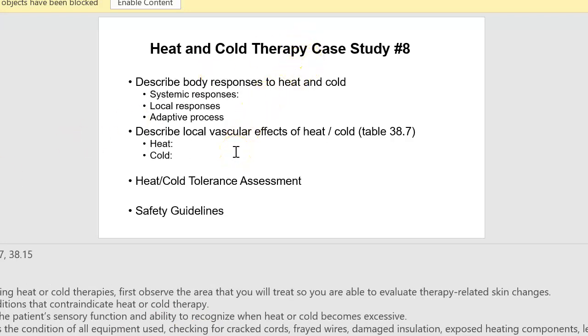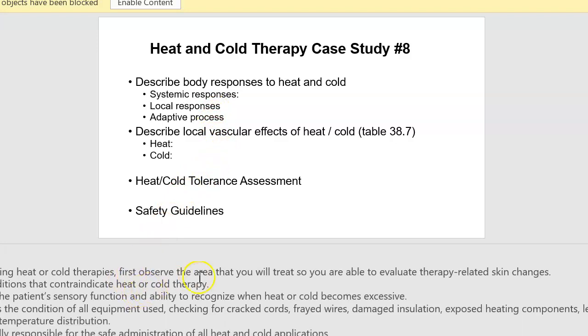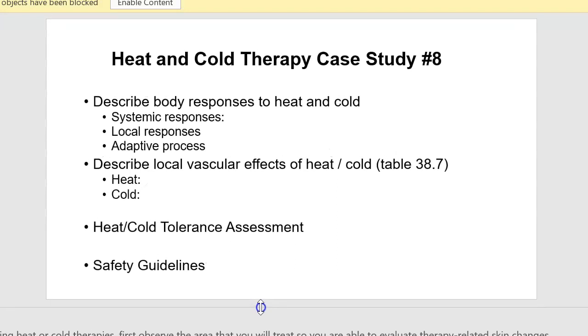Heat and cold therapy are used frequently in healthcare. Before applying heat or cold, first you want to assess the area so you are able to evaluate the therapy-related changes. You want to identify conditions that contraindicate heat or cold therapy. So what would that mean? If you have a pressure injury, you're not going to want to put hot or cold onto it. That would be a good example.